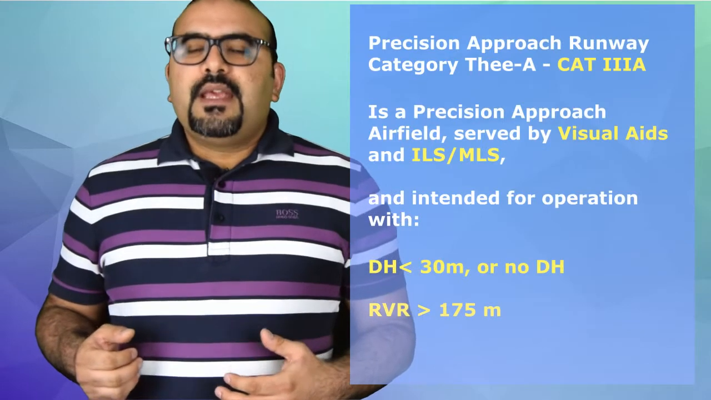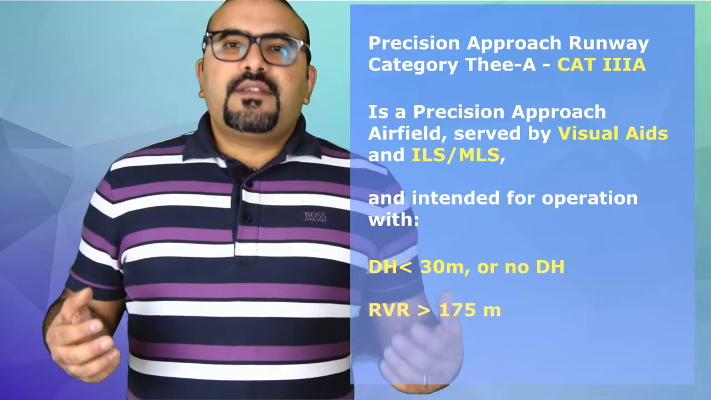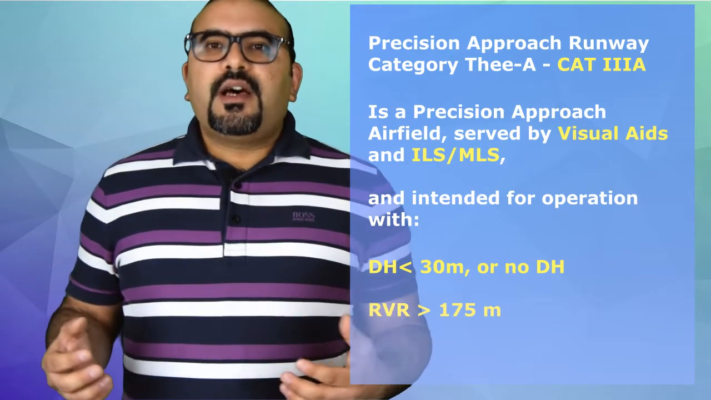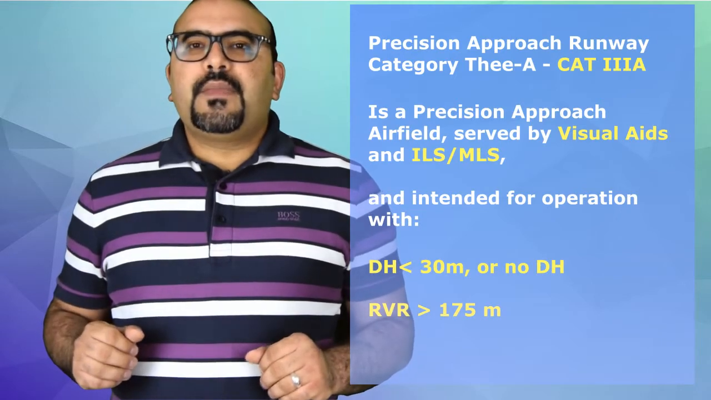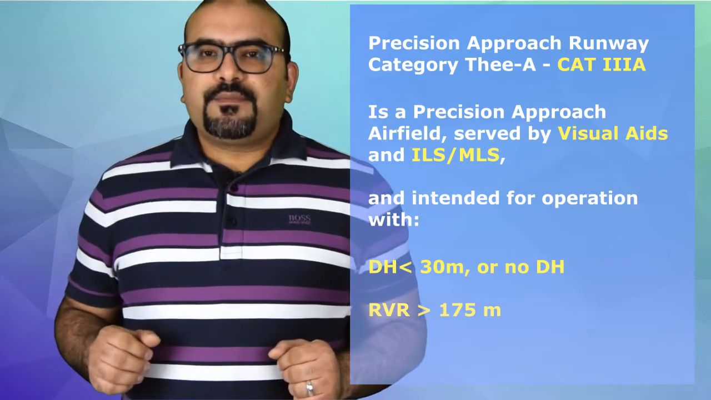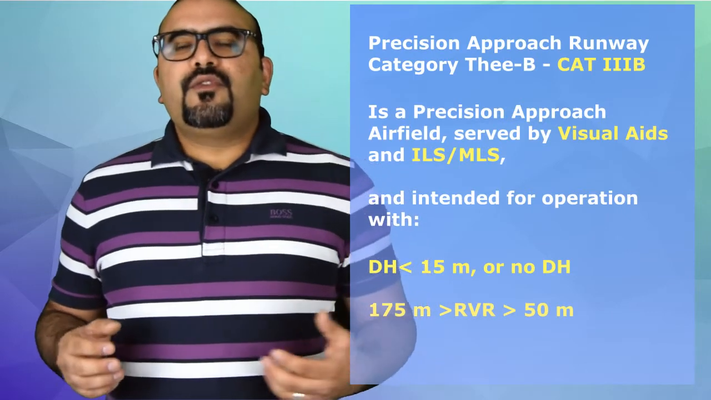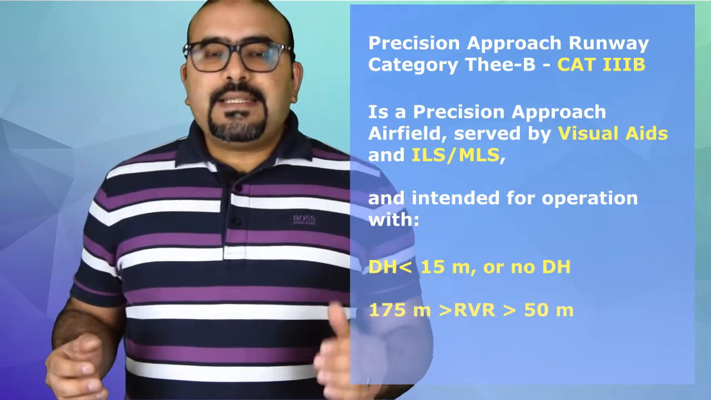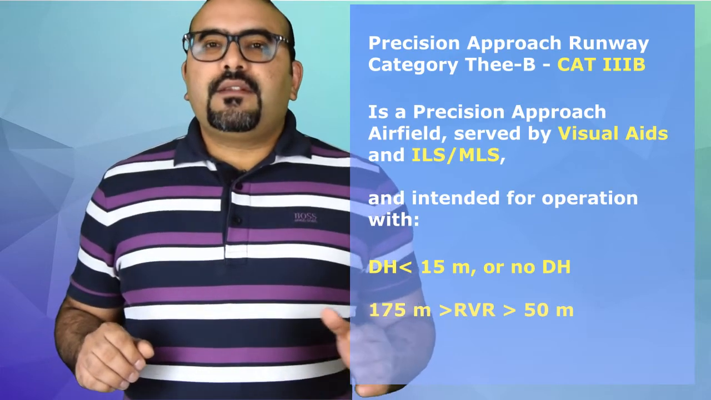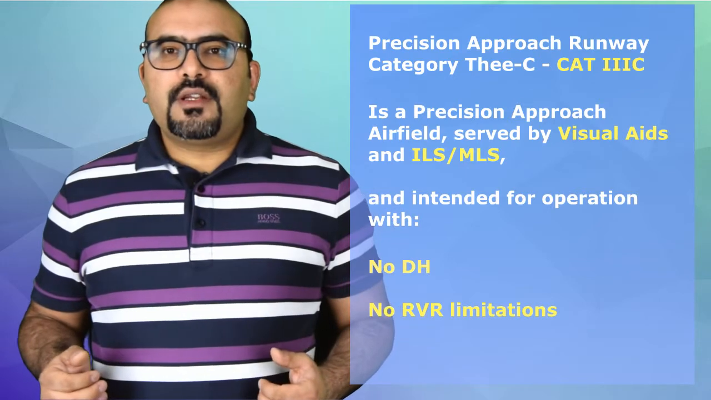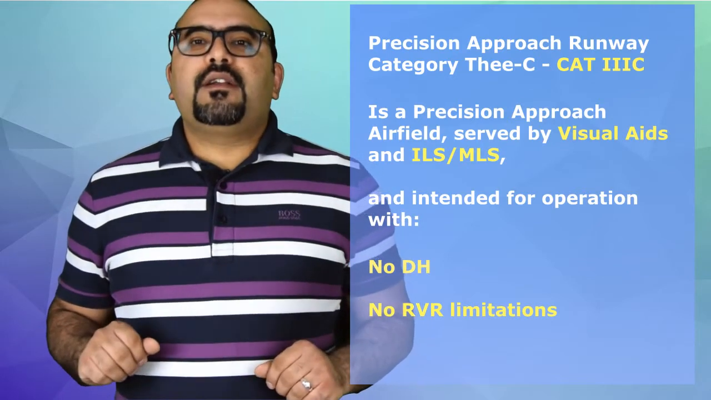This category consists of three subcategories. The first one is CAT 3A. This category is an airfield served by visual aids and ILS and intended for operation with decision height less than 30 meters or no decision height and RVR greater than 175 meters. CAT 3B is for airfield intended for operation with a decision height less than 15 meters or no decision height, and RVR greater than 50 meters but less than 175 meters. While CAT 3C is for airfield intended for operation with no decision height and no RVR limitations.